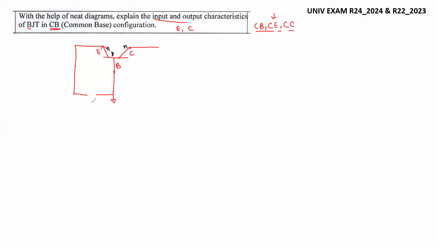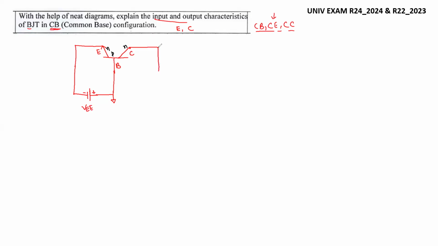Forward active mode means the input junction should be forward biased. So what do we have here? N. The emitter is N, so the negative terminal of the supply will be connected to the emitter terminal. That's why this connection is given like this: negative, positive. And this one we call VEE, since it is connected to the emitter.